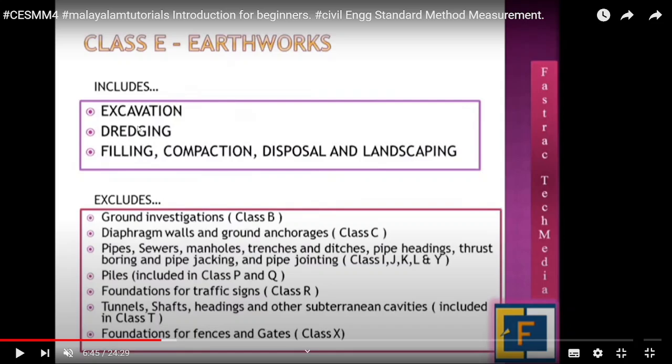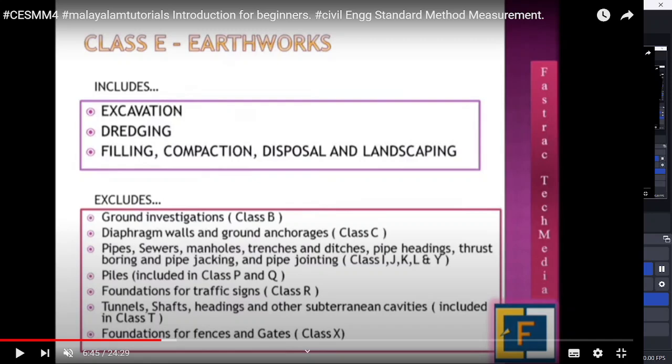So this is very confusing; even experienced civil engineers are confused with these things when it comes to earthworks. Whether this is payable under class C or class B, or you can see a lot of other classes: I, J, K, L, Y, P, Q, R, T, X. So many classes are related to earthworks. So which class is our work? This we have to understand only with CESMM.